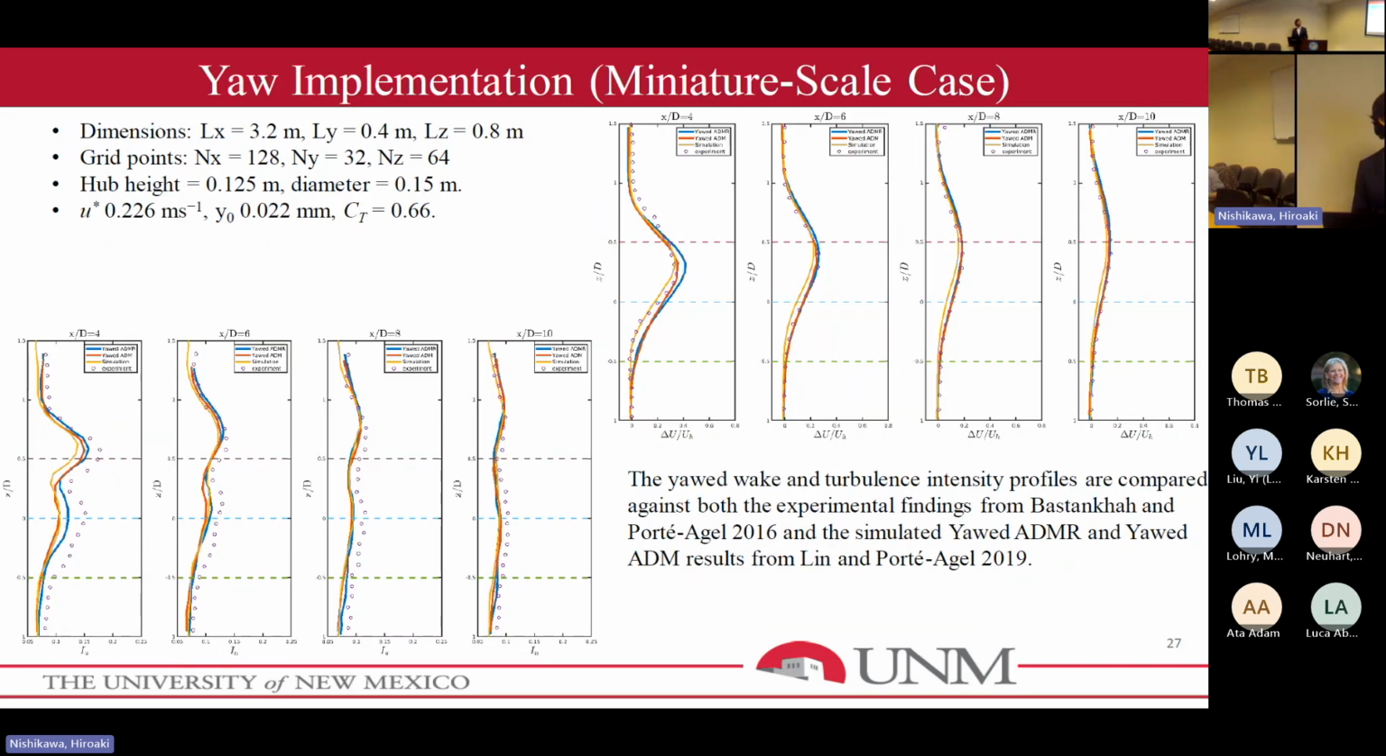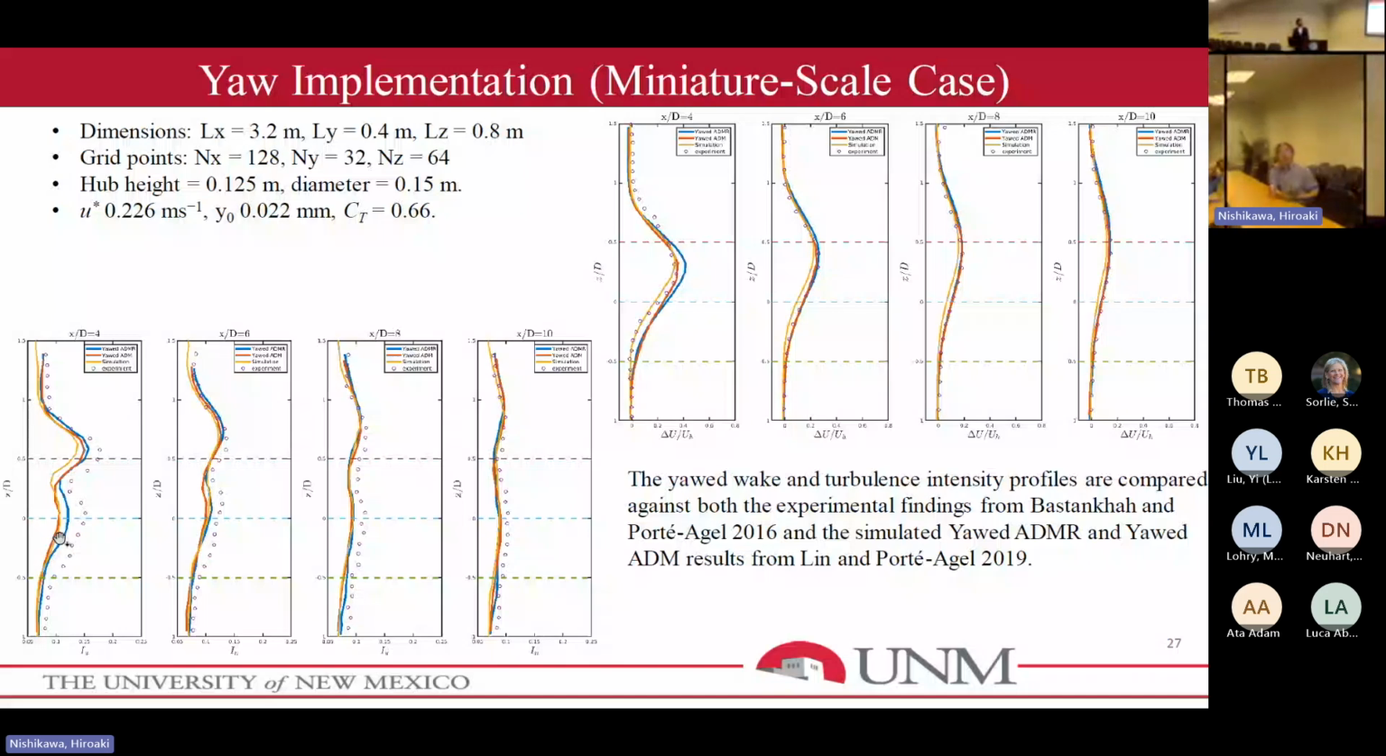So this is the utility scale, meaning we compared this implementation against wind farm studies, experimental results, and also with two other simulation results. As you can see, they match quite well with the experimental and the other simulations. There are some mismatches with the turbulence intensity, but this is very common. As you can see, the other simulation studies also have this mismatch, and this is very common in wind energy simulations.